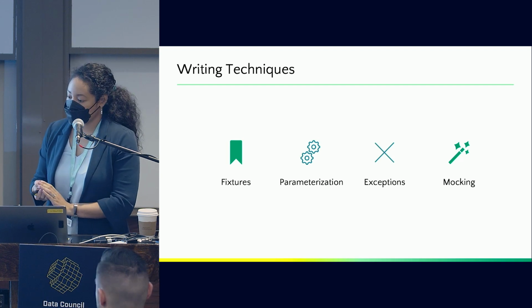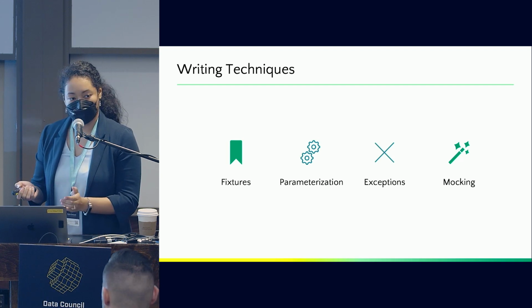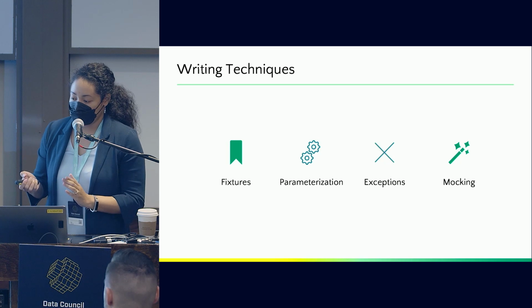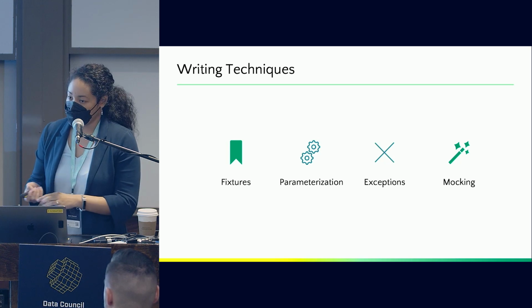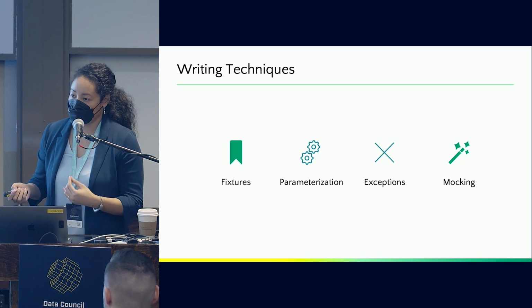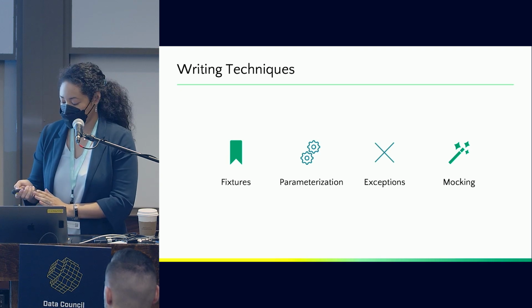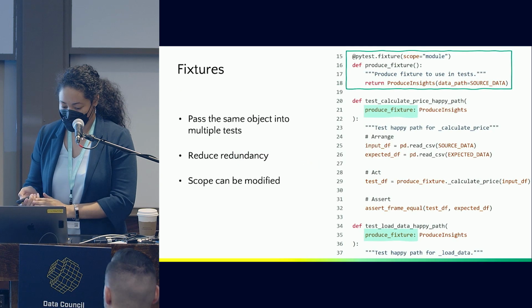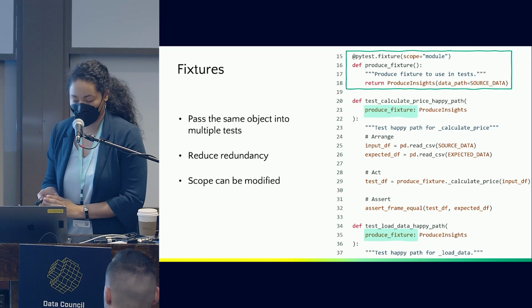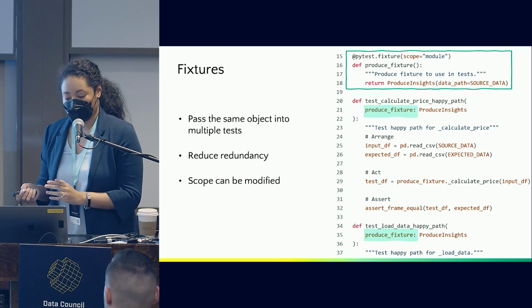All right, so going into specific writing techniques. These are basic techniques that can be applied for unit testing in general, but I'll be going through this through the lens of data science projects. All right, so let's start off with fixtures.